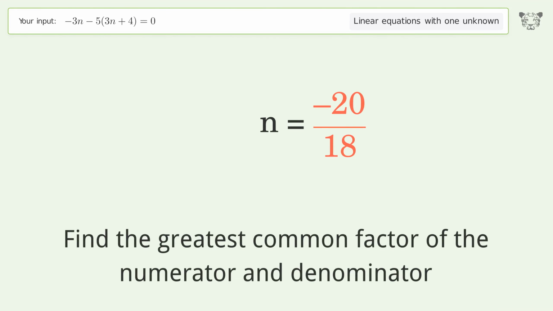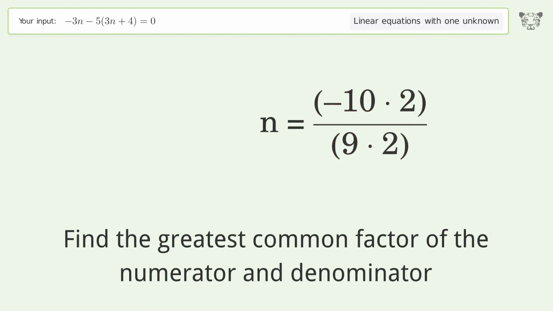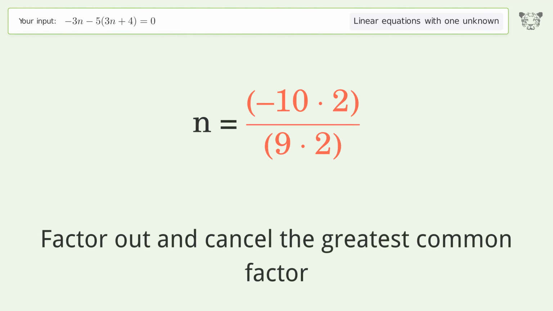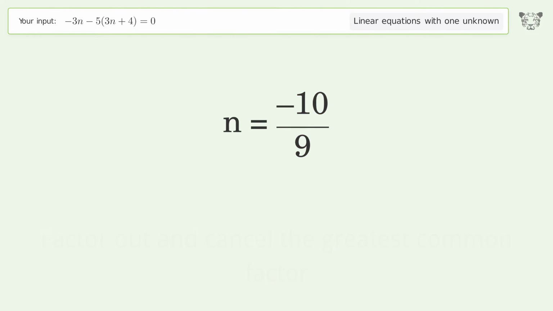Find the greatest common factor of the numerator and denominator. Factor out and cancel the greatest common factor. And so the final result is n equals -10/9.